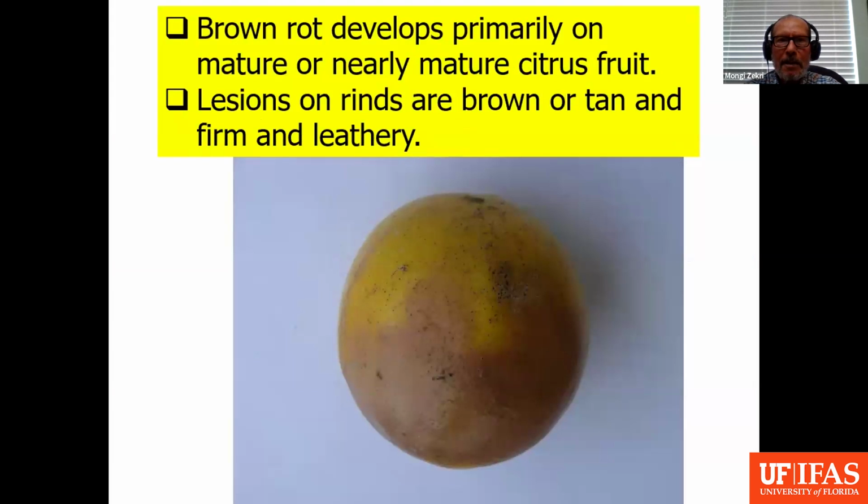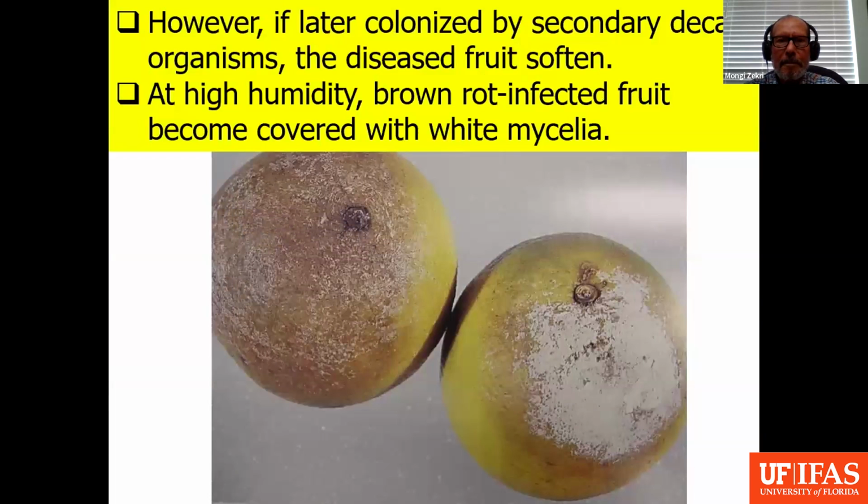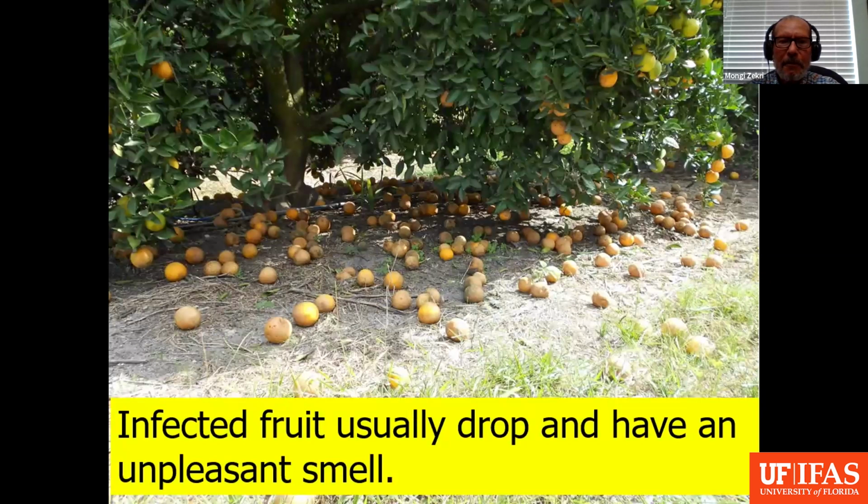Brown rot develops primarily on mature or nearly mature citrus fruit. The lesions on fruit are brown or tan and firm and leathery. However, if later colonized by secondary decay organisms, the diseased fruit soften. At high humidity, brown rot-infected fruit become covered with white mycelia. Infected fruit usually drop and have an unpleasant smell.